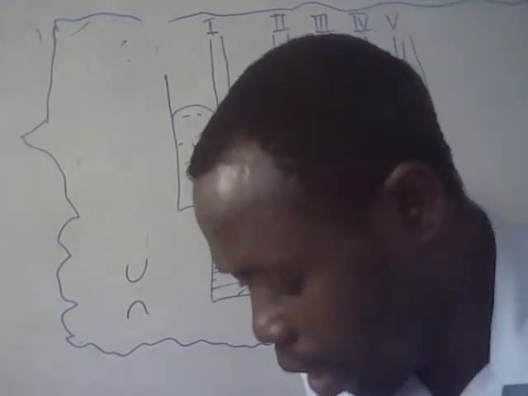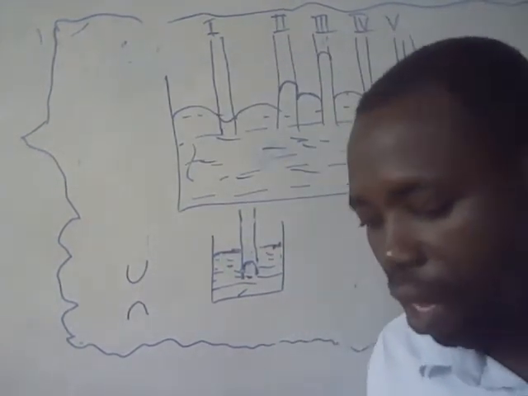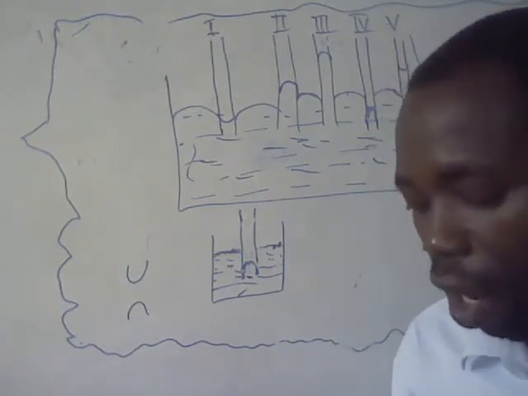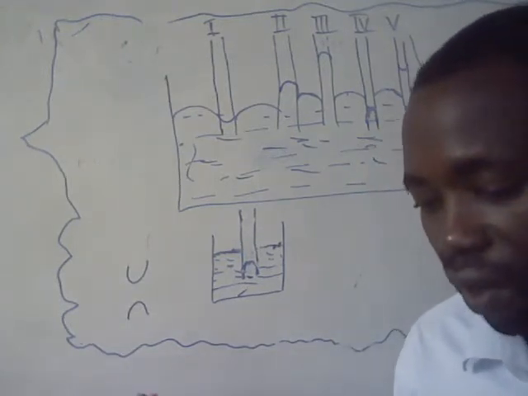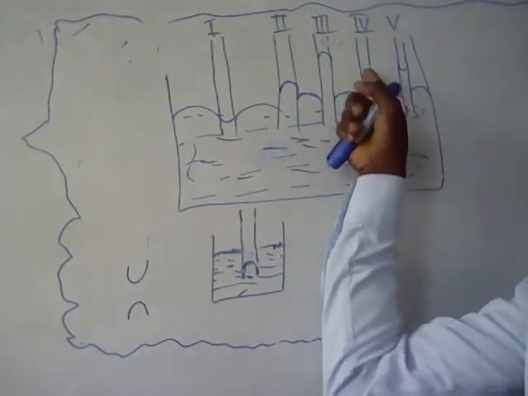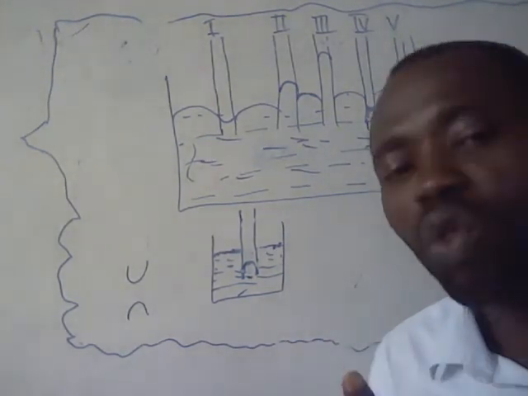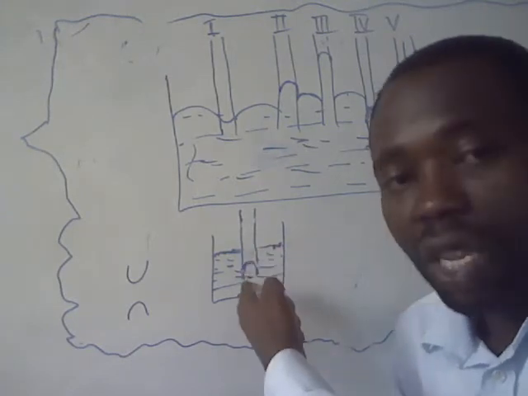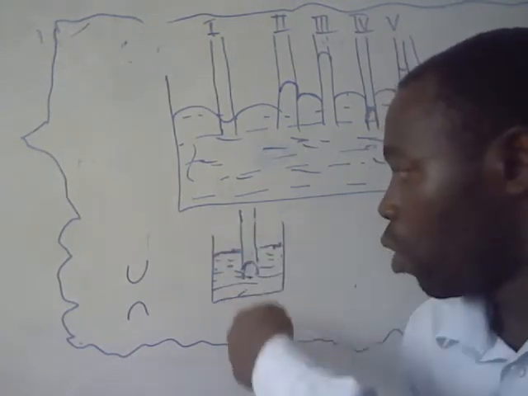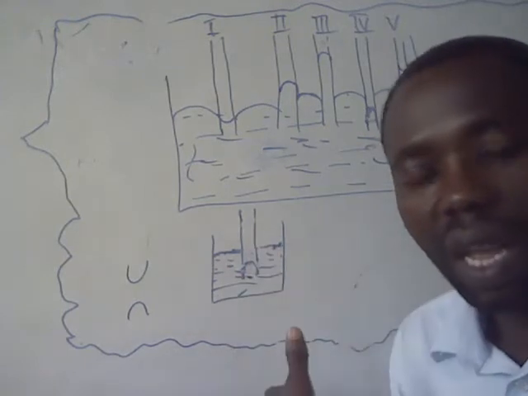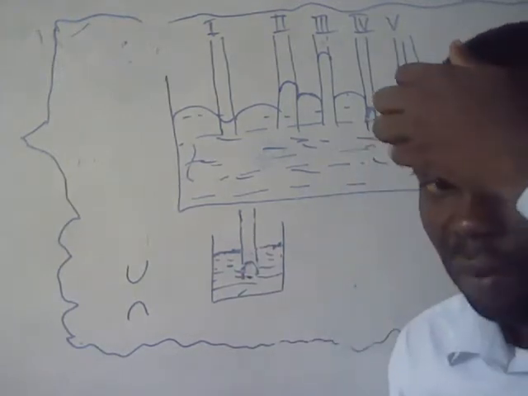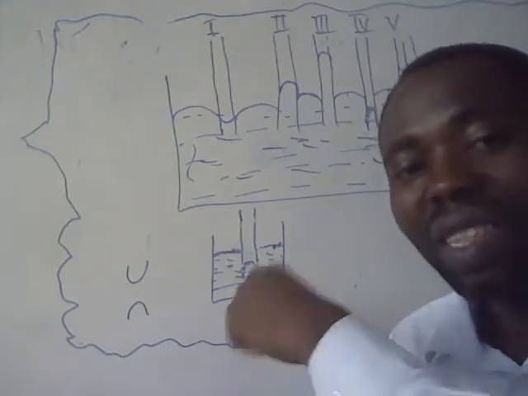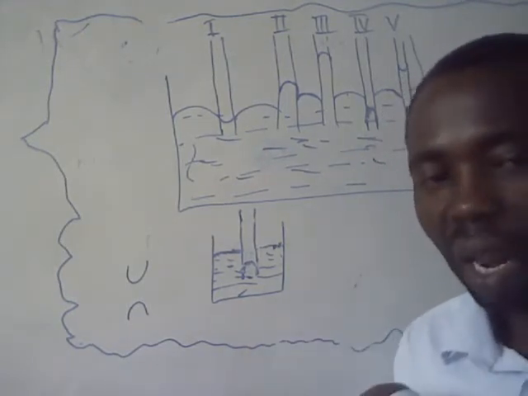So option A, I. Option B, I. Option C, I. Option D, IV. Option E, V. So option D is the correct answer. Roman figure 4, IV. And why is it so? Why is it that the level of mercury in the tube is below the level of mercury inside the container? The reason is because the cohesion of mercury is greater than its adhesion to glass.